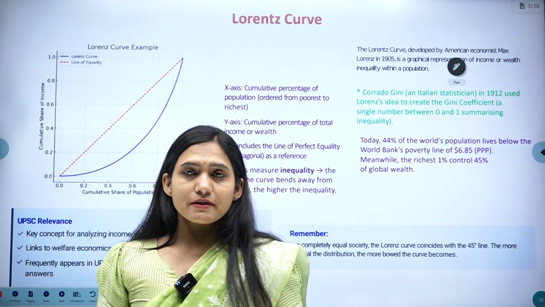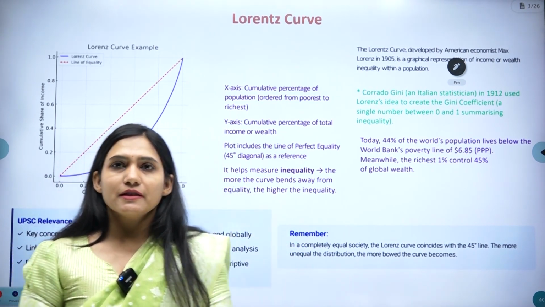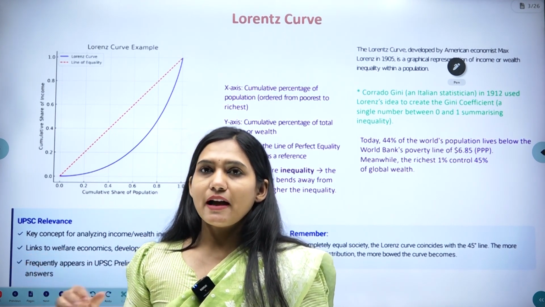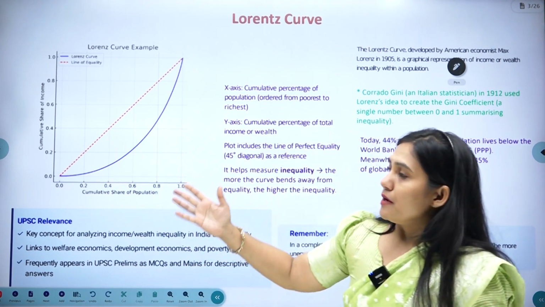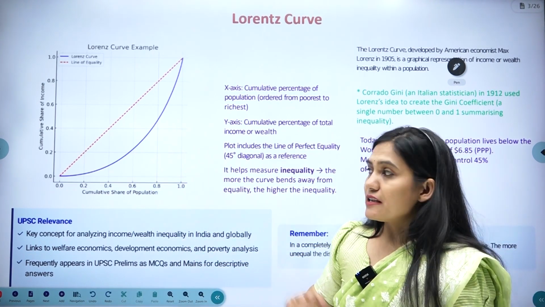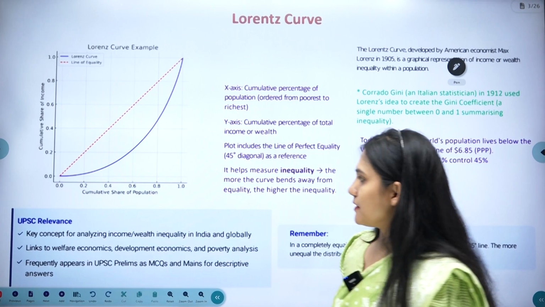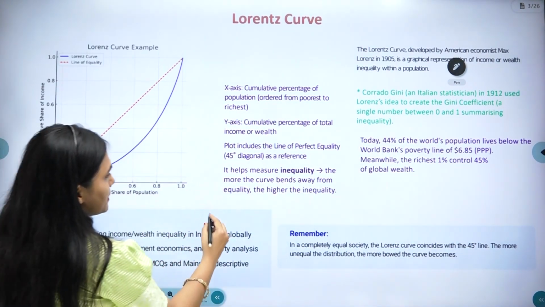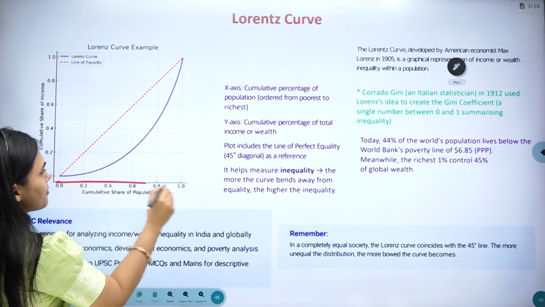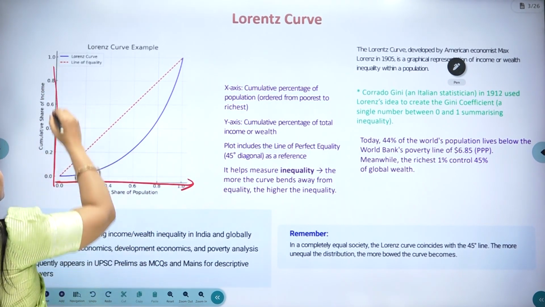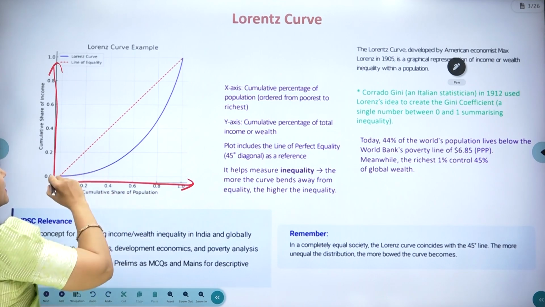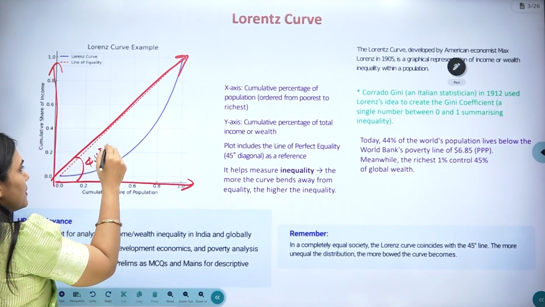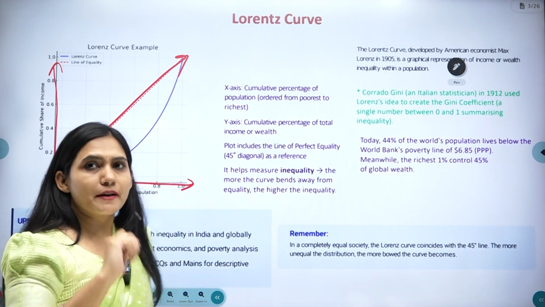from the Lorentz curve. So what Lorentz did is he took cumulative percentage of population on x-axis and cumulative percentage of income on y-axis and he compared. So if I take cumulative share of population and cumulative share of income on y-axis, so this diagonal which is at 45 degrees will be showing a perfect equality.